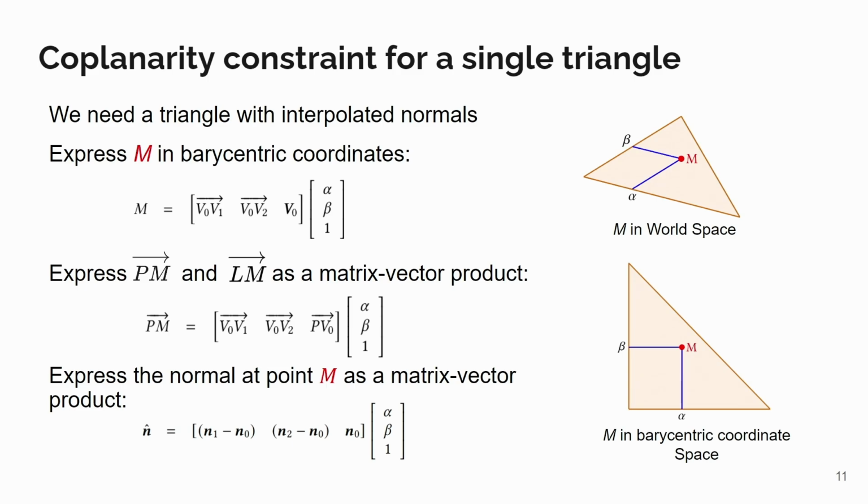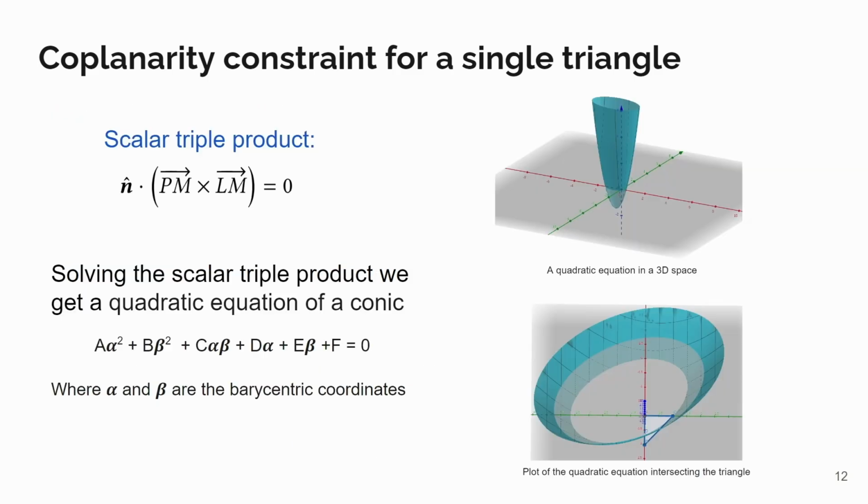With this, we have the 3 vectors that I mentioned before, so we can solve this scalar triple product. And if we solve this, at the end, after a lot of computations, we are going to end up with a quadratic equation of a conic, really simple, where alpha and beta are actually the barycentric coordinates. If we plot this equation for all of the values of alpha and beta, we're going to end up with a curve like the one in the top.